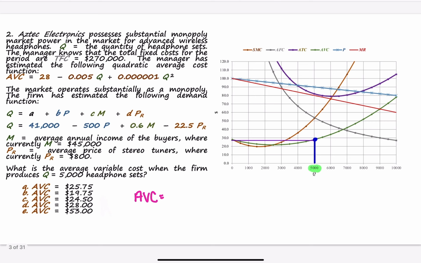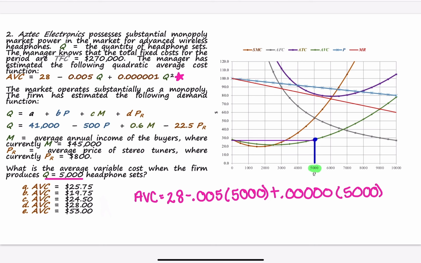So we know our average variable cost formula up here. We can substitute in Q equals 5,000 for Q into that equation. So average variable cost equals 28 minus 0.005 times 5,000 plus 0.00001 times 5,000 squared. And when you put that in your calculator, you get 28. So our answer is D.